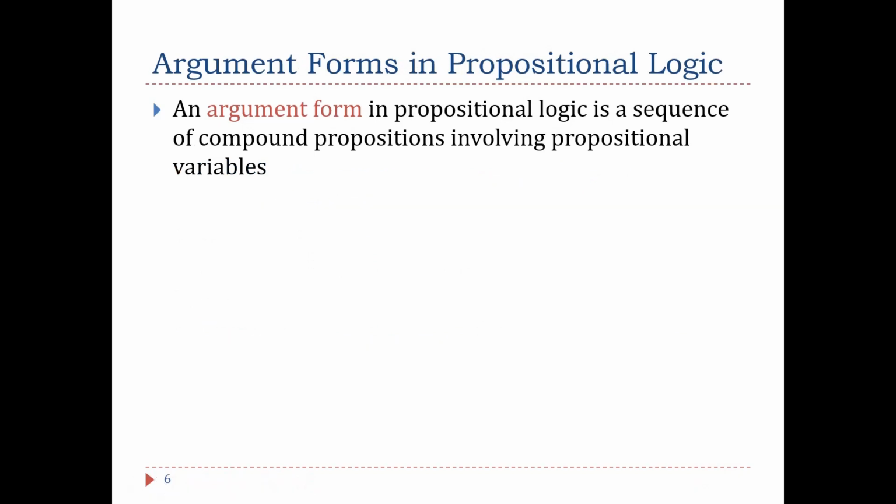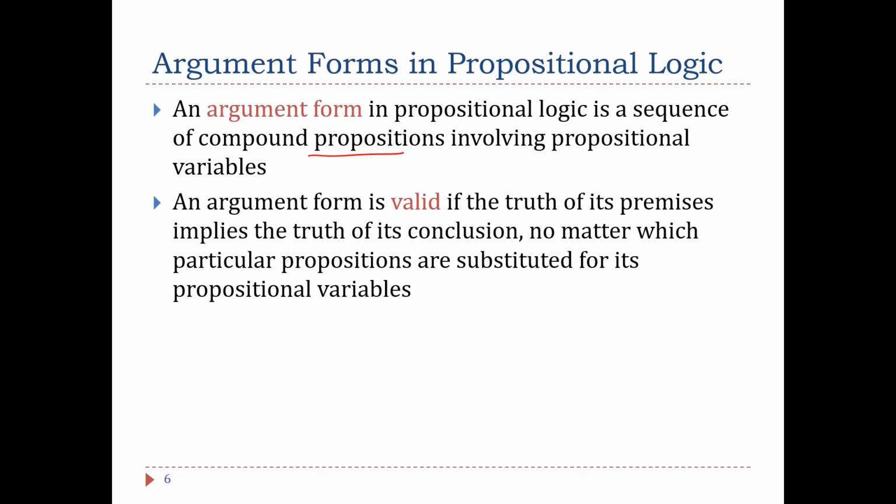An argument form in propositional logic is a sequence of compound propositions involving propositional variables. It's valid if the truth of its premises implies the truth of its conclusion, no matter which particular propositions are substituted for its propositional variables. So the argument would be considered valid just because it respects certain syntactical structures, certain syntactical rules.